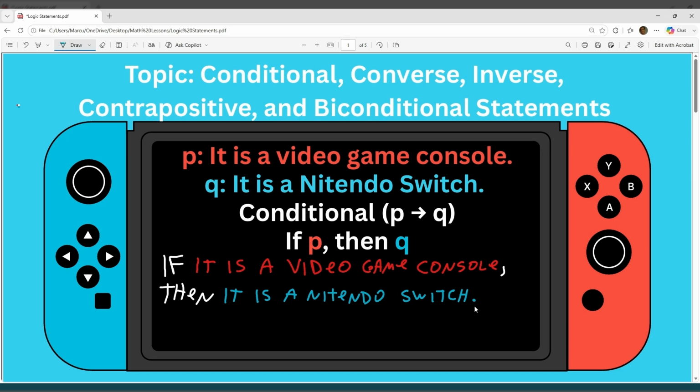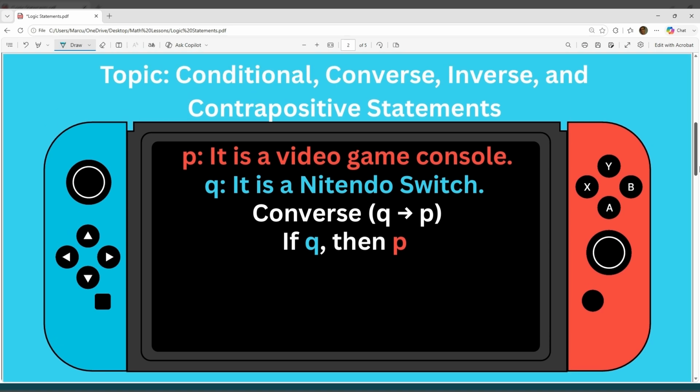Now, does that mean that this conditional statement is true? Not necessarily, right? Because Nintendo Switch is not the only video game console out there. You have PlayStation, you have Xbox, and all that. But for now, we're not going to go over truth tables. For now, I'm only going to teach you how to write those statements. Okay, so now moving on.